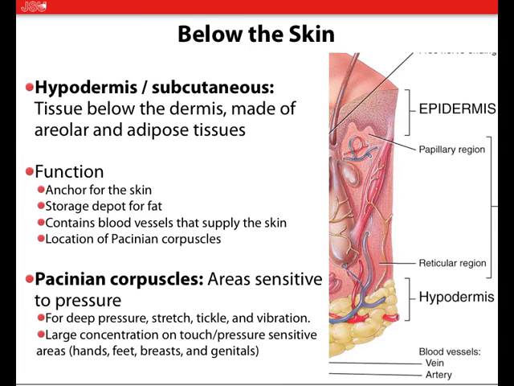Now the hypodermis, or I'll say the subcutaneous layer. That's the stuff underneath. Does anyone remember what makes this up? Connective tissue. What type? Areolar tissue, exactly. The subcutaneous layer is made of areolar tissue.